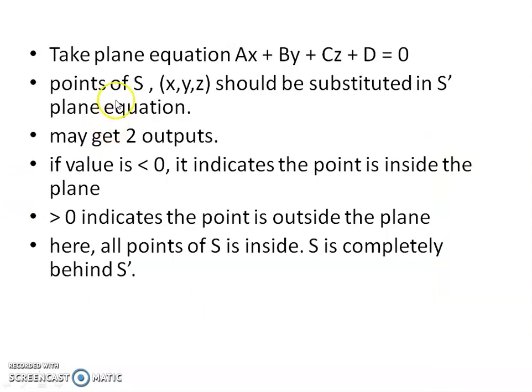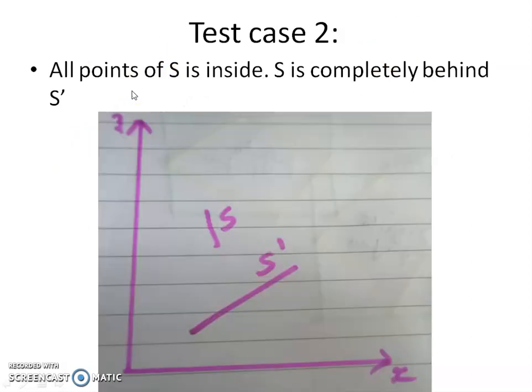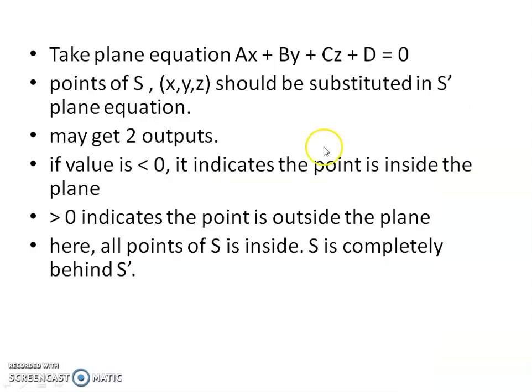Then in that case, take the plane equation AX plus BY plus CZ plus D equal to 0. Take a point X, Y, Z in the S surface, and substitute it in the S dash plane equation, AX plus BY plus CZ plus D. Then I have to take all the points of S, that is the X, Y, Z points, and substitute those values in the equation of S dash. Then you may get two outputs.